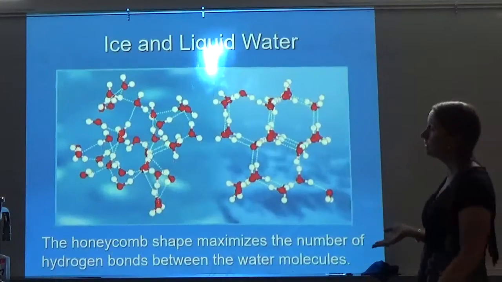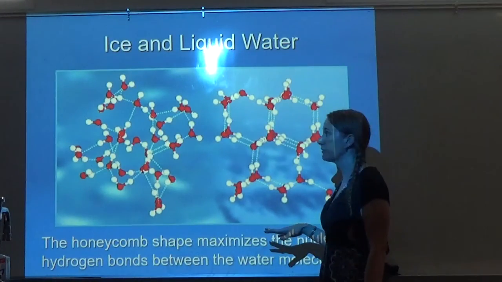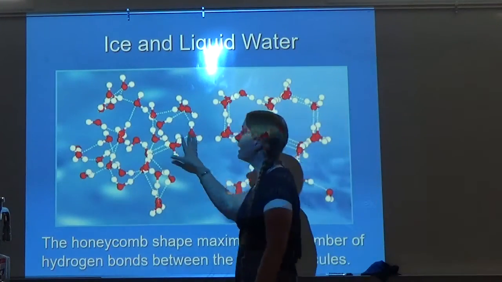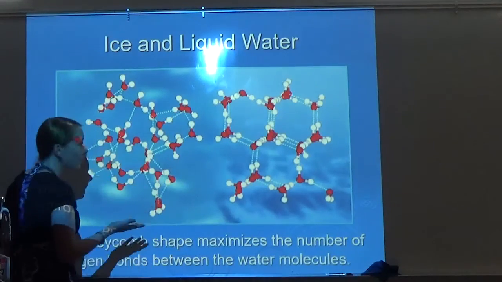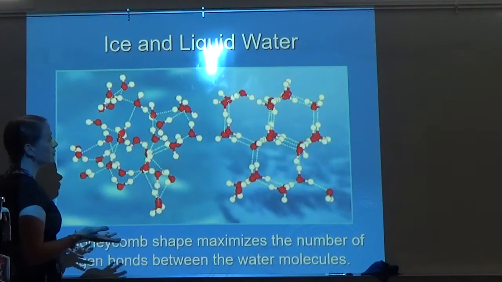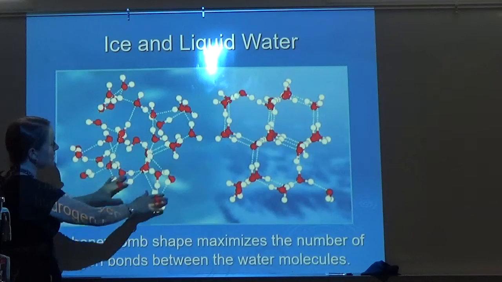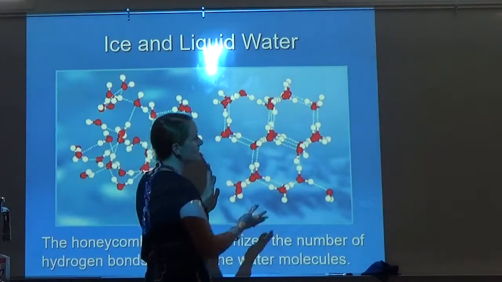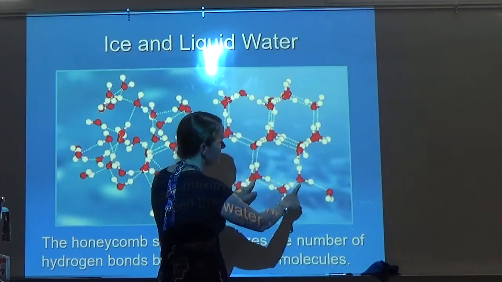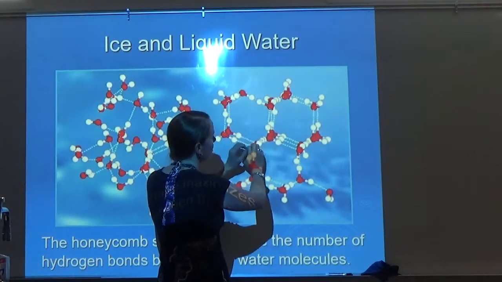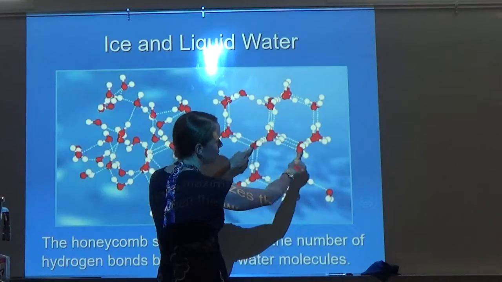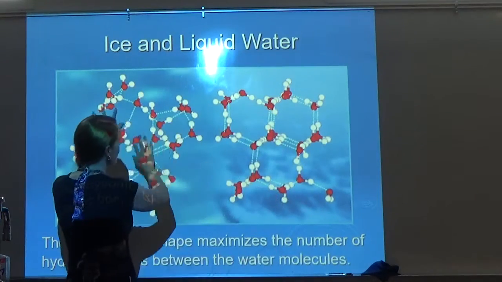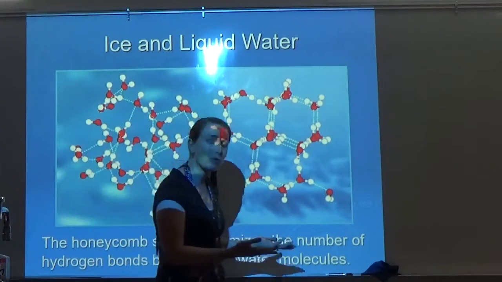So this is what it looks like at the atomic or molecular level. Here, all the dotted lines are hydrogen bonding that's being formed, those intermolecular forces. Here we have the liquid form, and you can see just random hydrogen bonding is occurring. Once it freezes and becomes a solid, you can now see the honeycomb shape. That causes it to spread out to make these rings, whereas when it's in the liquid form, they can be as close together as they want.